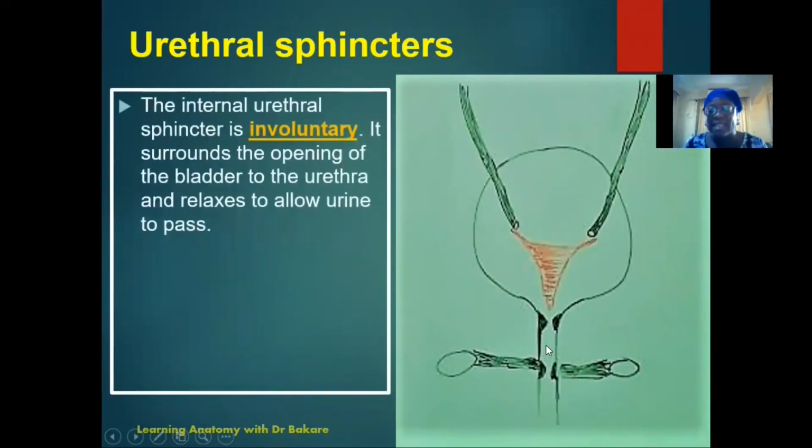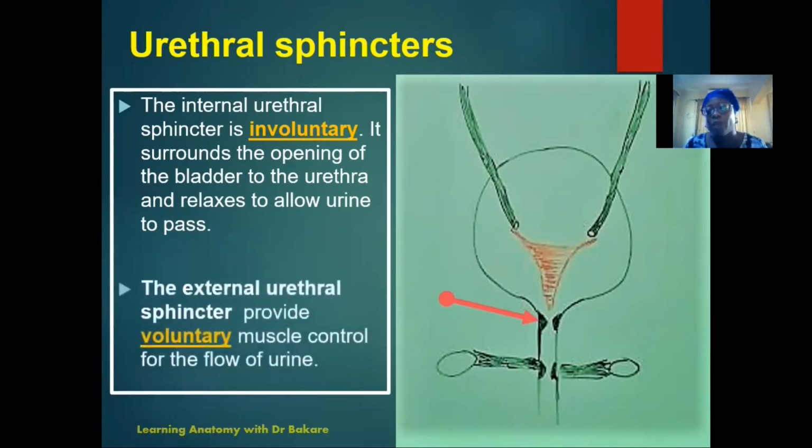We have the internal urethral sphincter, which is an involuntary type of sphincter. It means that we cannot control the action of this sphincter, and it is seen around the exit of the urinary bladder, around the neck of the urinary bladder. And this is the internal urethral sphincter.